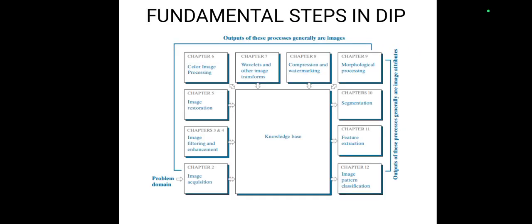So now we are going to see the fundamental steps in DIP. The process of working with a digital image is not a single step. There are several stages involved, from acquiring the image to finally identifying what's in it. These include acquiring an image, enhancing it, restoring damaged parts, processing colors, compressing for storage, analyzing shapes, segmenting objects, and finally recognizing what the objects are.